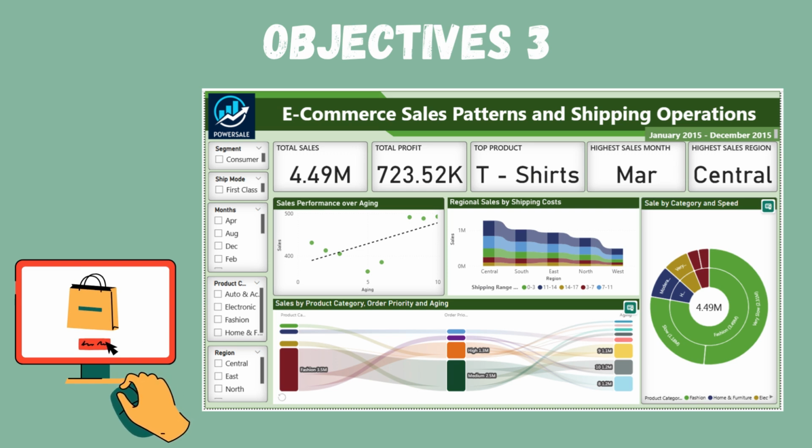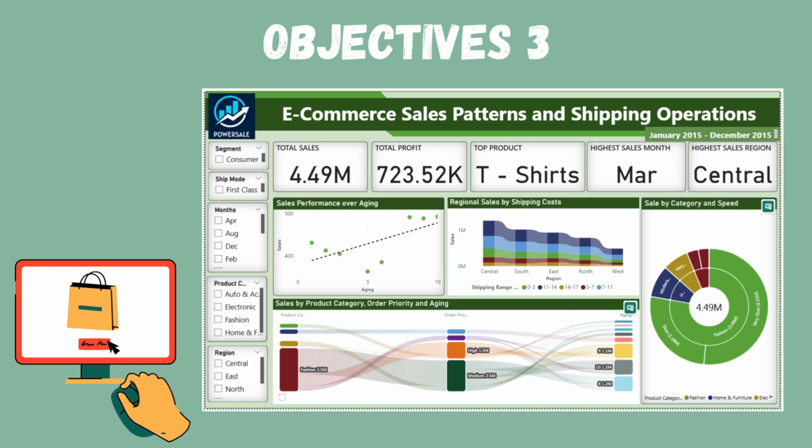Next, to break down which product category and delivery speed create this pattern, we look to the sunburst chart. This chart shows composition. Here we see that fashion contributes the most to slow and very slow delivery, matching the longer aging trend, while electronics and auto accessories sell more with fast delivery, matching urgent customer needs and higher shipping effort.